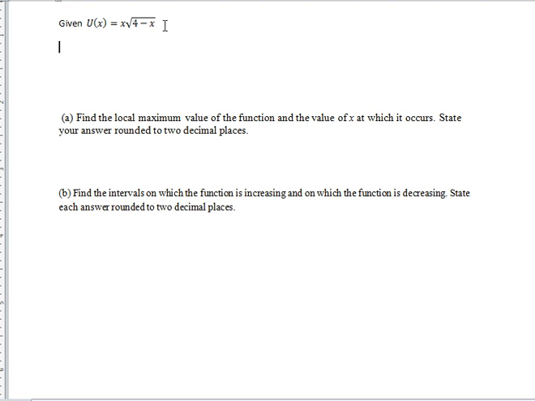Here we are given the function u of x equals x times the square root of 4 minus x, and we're asked to find the local maximum value and the value at which that occurs, as well as the intervals on which the function is increasing and the interval on which it is decreasing.